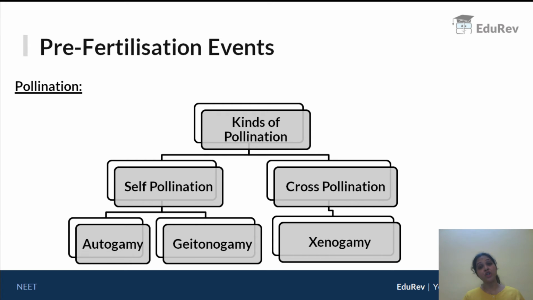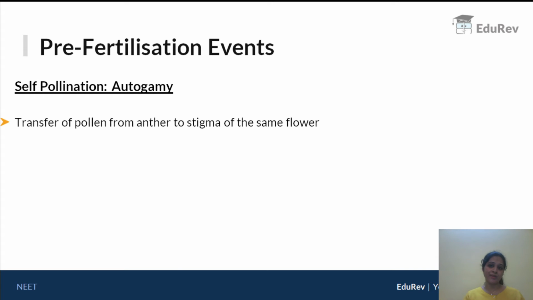However, cross-pollination, called xenogamy, xeno gives you the understanding of something different. For example, xenografts are grafting between, let's say, humans and animals. Okay, so those are called xenografts. So xeno implies something absolutely different. Now, let's start with the first type of pollination, that is autogamous pollination. So autogamy is the transfer of pollen from the anther to the stigma, however, belonging to the same flower.